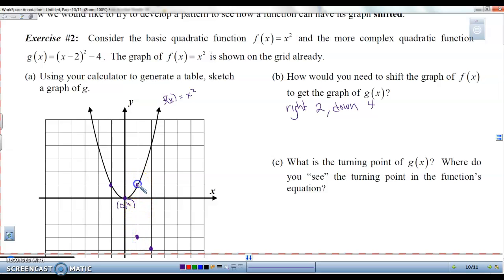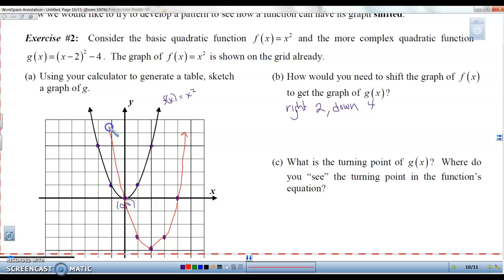All right, this point right here, right 2, down 4. Okay, and then this point right here, right 2, 1, 2, down 4, 1, 2, 3, 4. Oh, look at that. Have we created a parabola? We have. Let me change the color so you can see it. All right, so there's my parabola. It goes like that. Does this look like the one that's on the calculator?